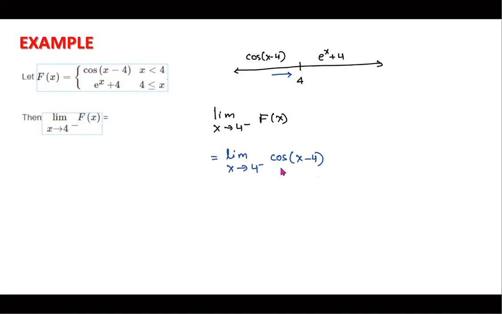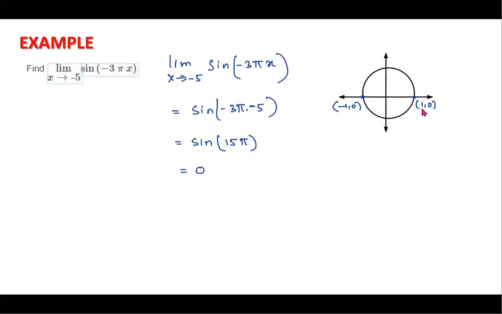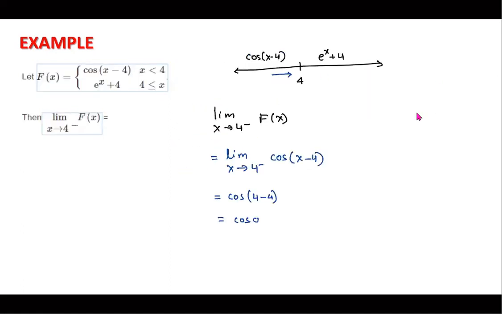And one more time, because it does not have the denominator or radical, you are safe to make that direct substitution. So as x approaches 4, you can plug in 4 for x. So this is going to be cosine of 4 minus 4, which is equal to cosine 0. And you know from the previous example that cosine 0 is 1. So the limit for this example is 1.